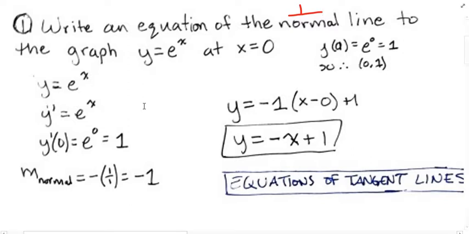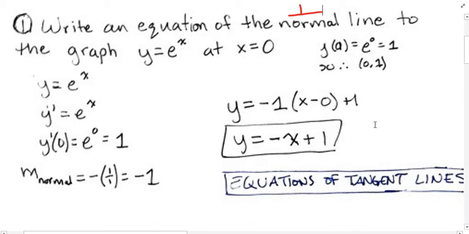Now we have a slope, but do we have a point? Well, we have the x-coordinate, but we don't have the y-coordinate. If we plug in 0 into our original function, which happens to be the same function, we get that y equals 1. So the point is therefore (0, 1). We plug it into our awesome point-slope form equation and we get this equation. If this doesn't make sense, check out the videos on equations of tangent lines and equations of normal lines, and then you'll be able to get this problem.